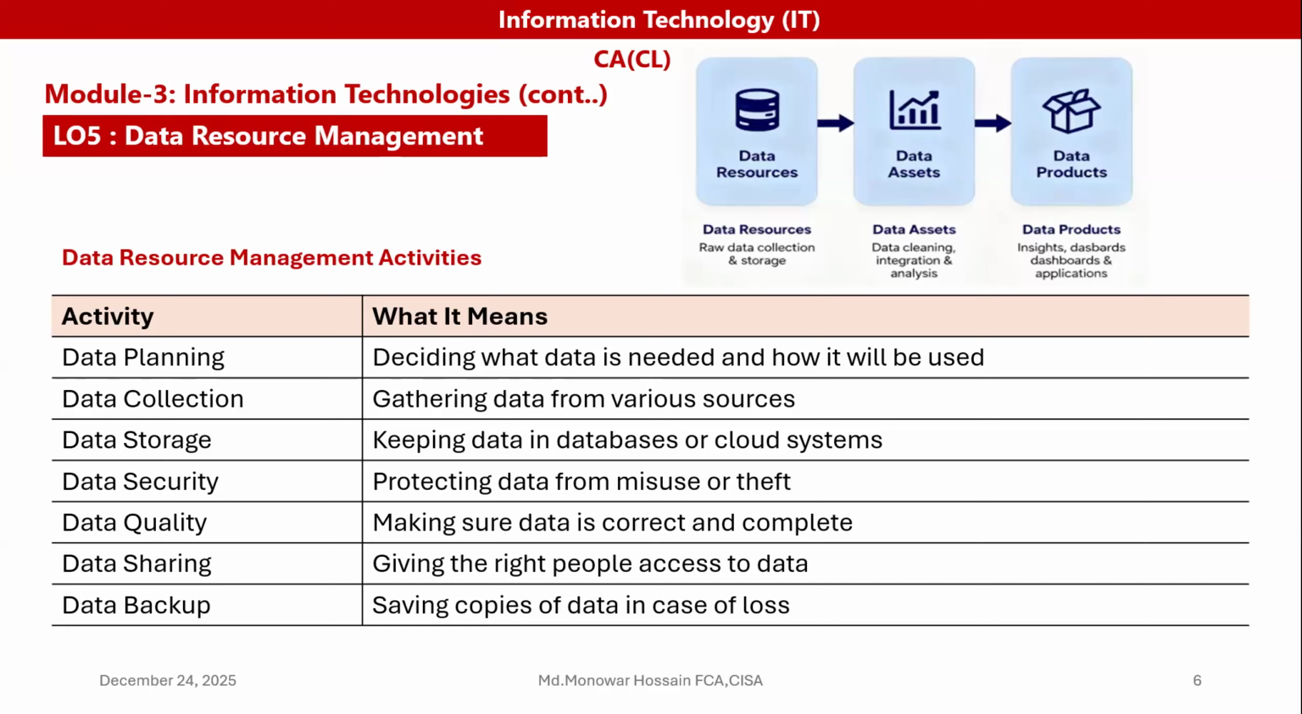And think about data backup. It means saving copies of data in case of loss. So here are the data resource management activities, from planning to backup, through raw data collection and storage. That data is an asset for the organization as well as the country's asset. Data assets are cleaned, integrated and analyzed. Data products like databases, dashboards and applications are all within this group. So data resource management activities include data planning, data collection, data storage, data security, data quality, data sharing, data backup, etc.